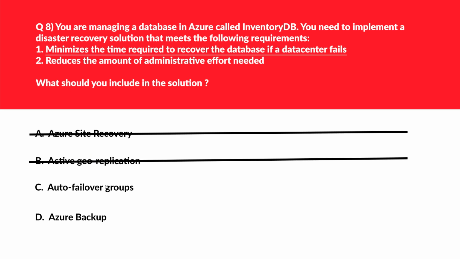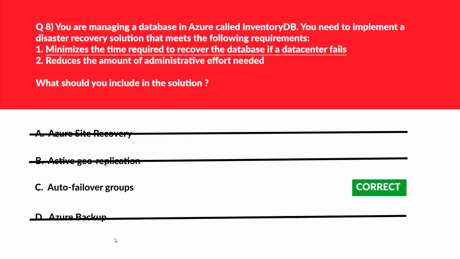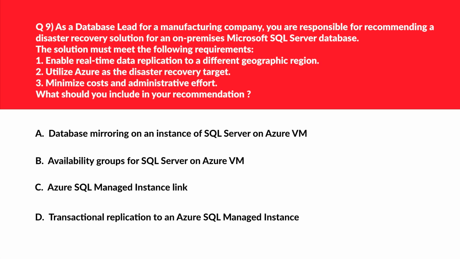Let's now move to C. C says auto failover groups. Auto failover groups allow for automatic failover with minimal administrative effort or overhead and ensure quick recovery of the database. Looks good. We'll park this. Let's move to option D. D says Azure Backup. Azure Backup is used for backing up data, but cannot minimize recovery time, which we require as per the question, right? So D is out. We will lock option C as the right answer.